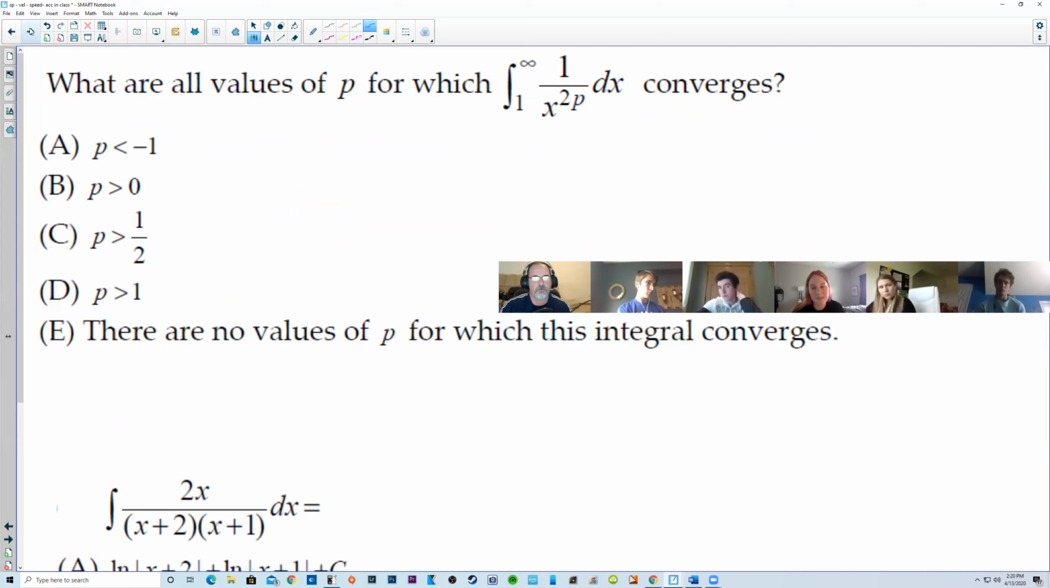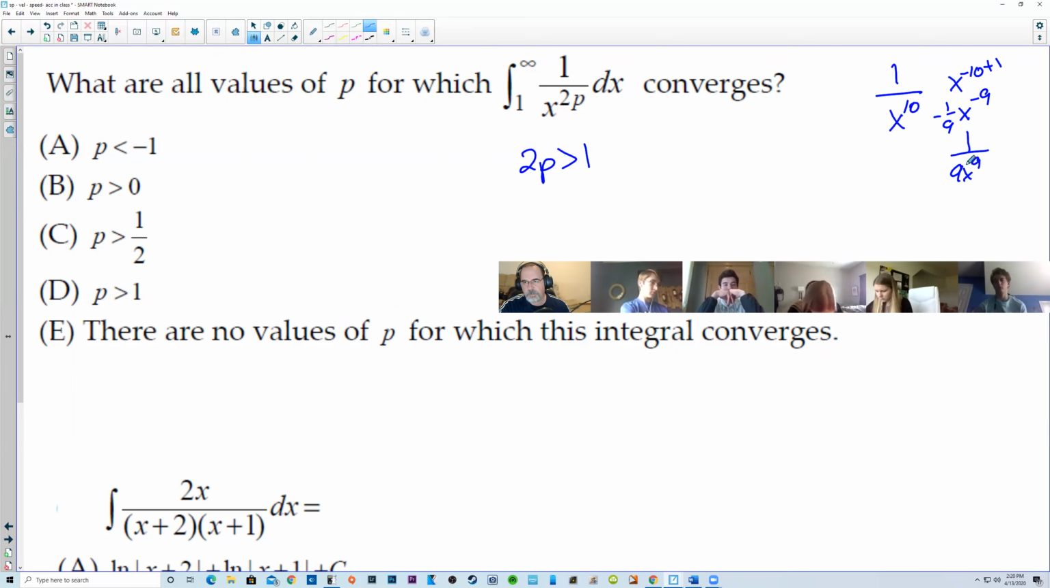What are all values of p for which the integral from 1 to infinity of 1 over x to the 2p dx converges? This is an improper integral question, but it's also a combination of sequence and series because it's really the p test. We just need 2p to be greater than 1. If we integrate 1 over x to the 10th, that'd be x to the negative 10. We add 1, and the x is still in the denominator, and that's good for convergence when we plug in infinity.